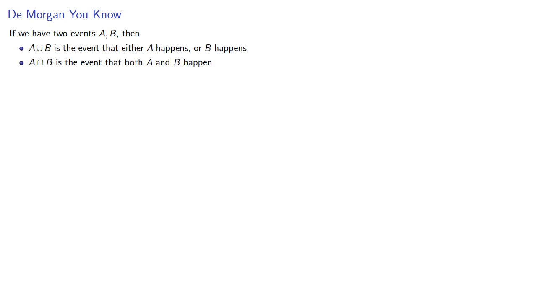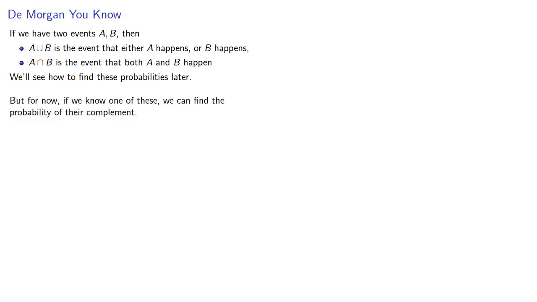Now, if I have two events, A and B, then A union B is the event that either A happens or B happens, and A intersect B is the event that both A and B happen. We'll see how to find these probabilities later, but for now, if we know one of these, we can find the probability of their complement.